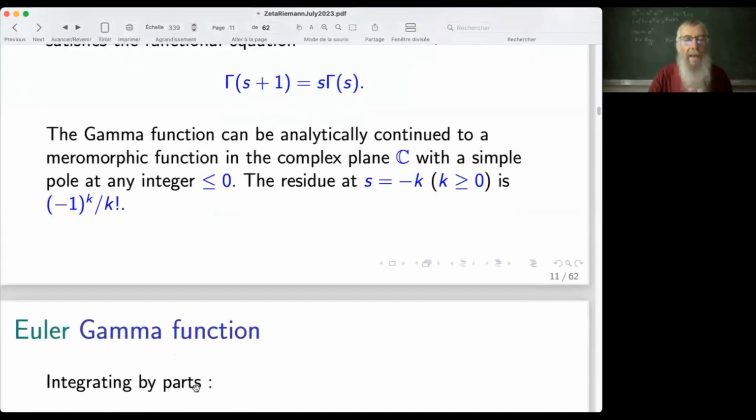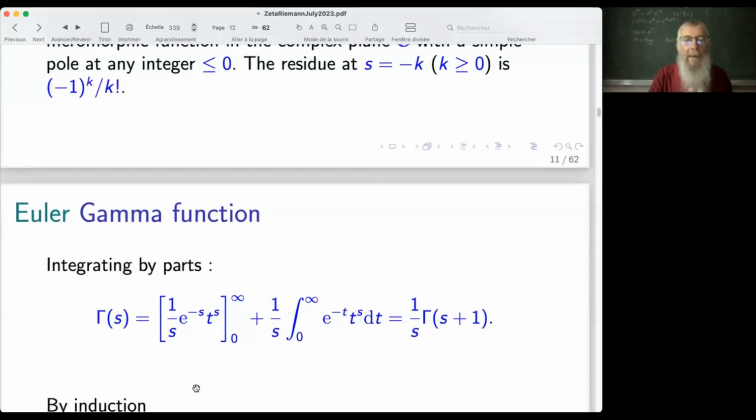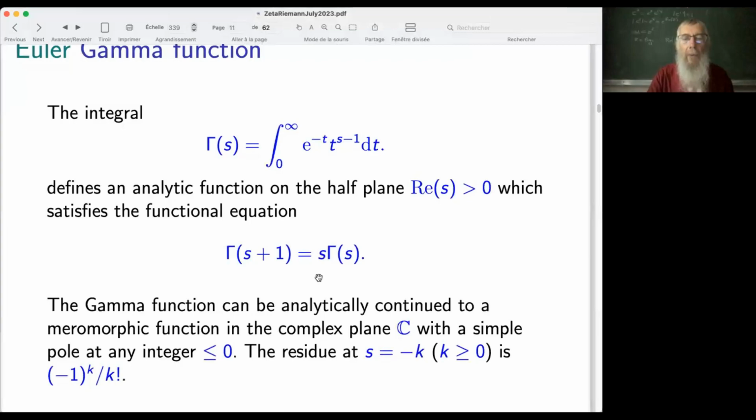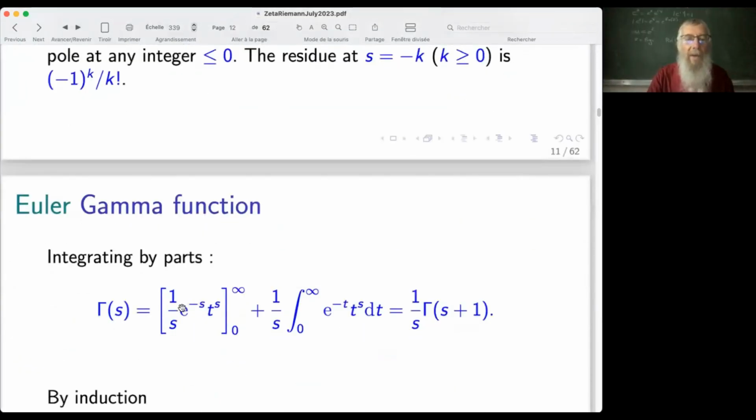Okay, so to prove that, we integrate by parts. By integrating by parts, we have exponential minus t to the s, which was here. We had s minus 1. So integrating by parts, we find 1 over s, exponential minus t, t to the s, this one, which is between infinity and 0. And then we have this. If you look, this value is 0, and this one is 1 over s gamma of s plus 1. So this gives the formula gamma of s equals 1 over s gamma of s plus 1.